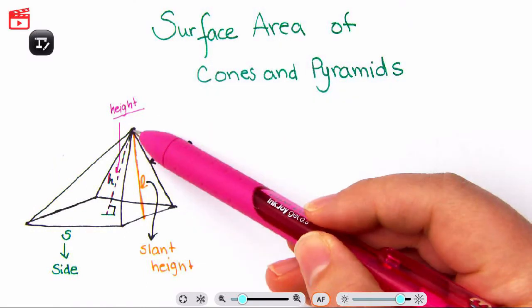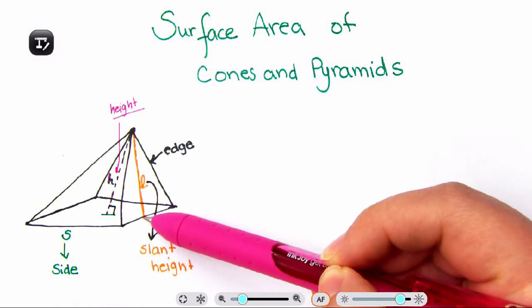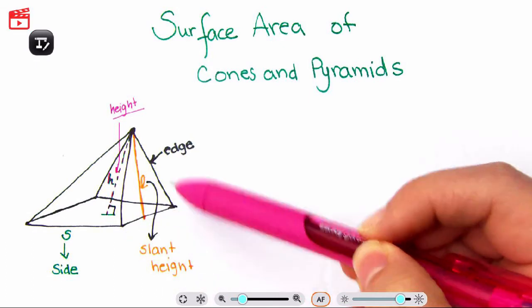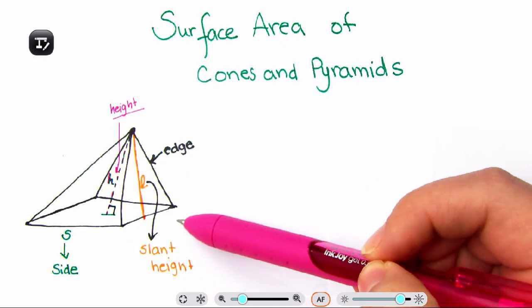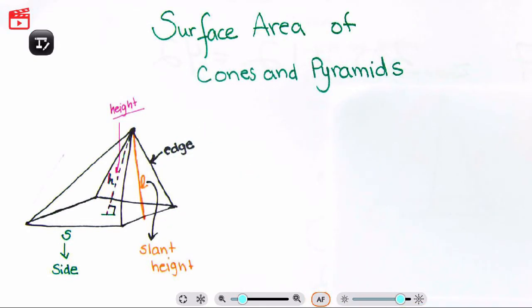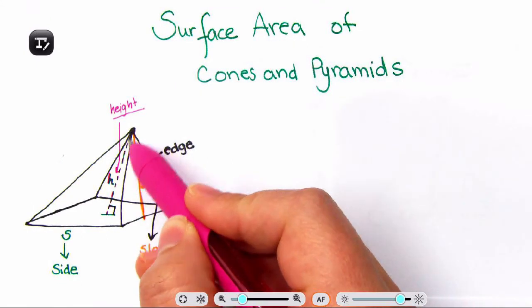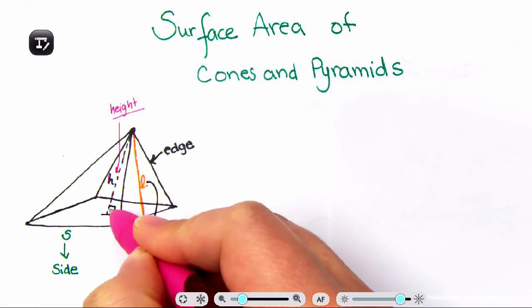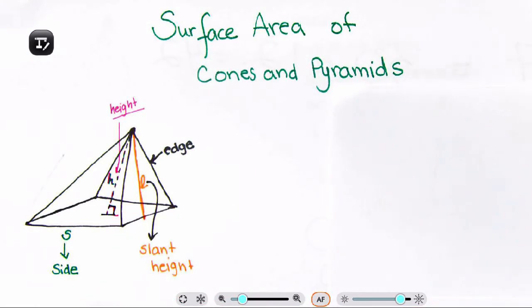Slant height will go from the vertex to the center of the base side, and the edge will go to the corner of the base side. Now, we also have the height. Remember, height is always perpendicular to the base. So it is from the vertex all the way down, and it meets at the base at a right angle.